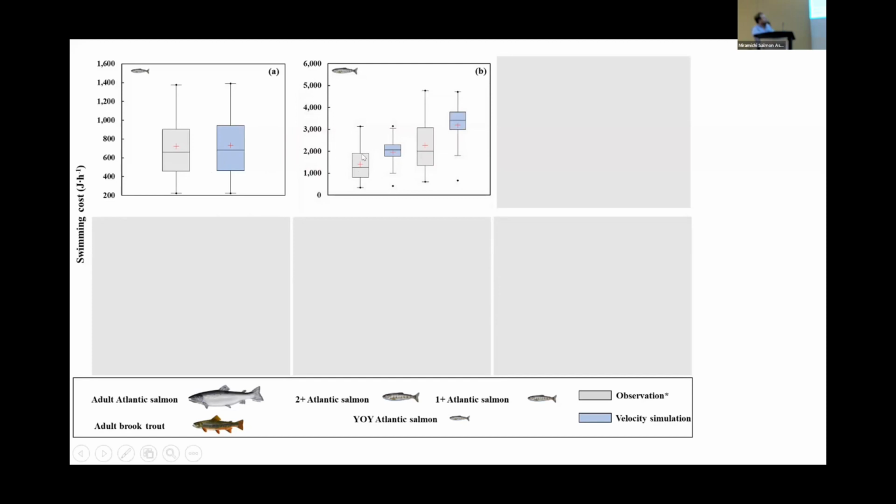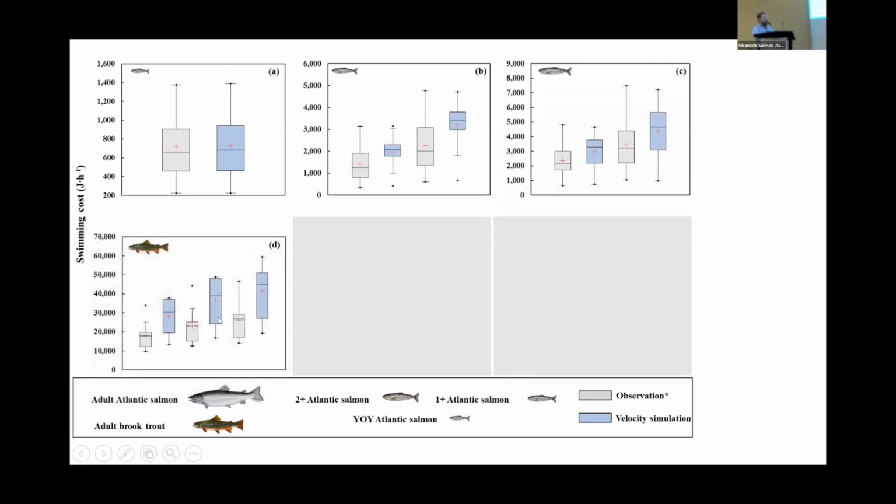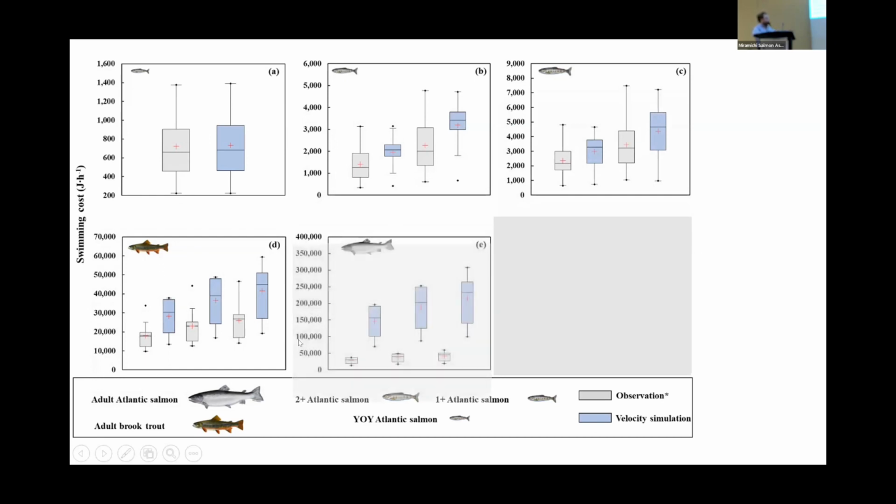The reason there are two plots here is that they're allowed thermal refuge at 26.8 degrees Celsius and 31.5. Here the observation is here. You can see an increase in swimming costs for the 1+, similar for the 2+. It's even bigger for the brook trout, when you keep the temperature the same but increase the velocity, and then it gets pretty considerable for the adult salmon. This is for a 10-pounder. If you're talking about a 20-pounder, it's going to be even more. So it's not just temperature you have to talk about here; it's velocity.